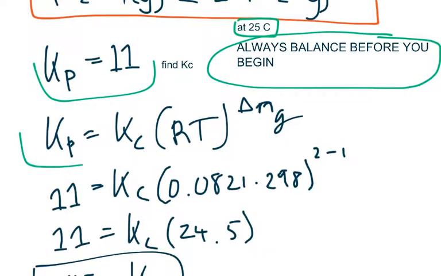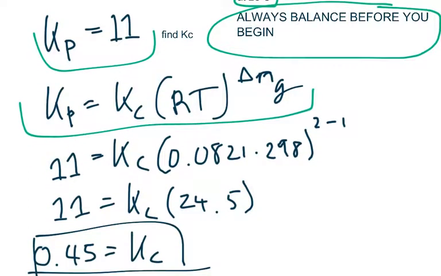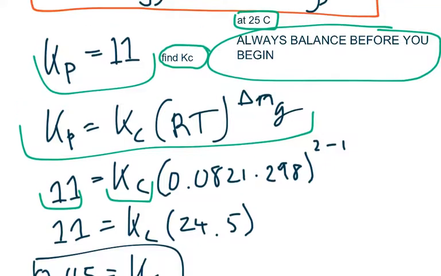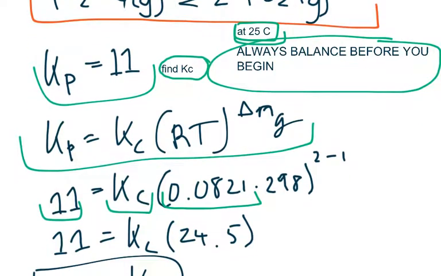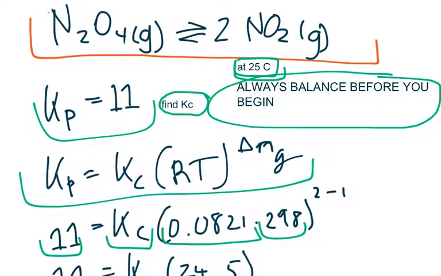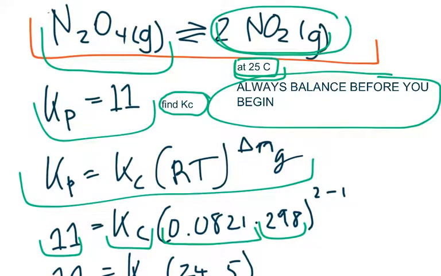Now, we have to use this equation somehow, and it seems like we have all the information we need. We have Kp is equal to Kc, the thing we're trying to solve, times R, which is 0.0821, times T, which is in Kelvin, and 25 degrees Celsius is 298 Kelvin. The change in the moles of gas is the moles of product gas minus the moles of reactant gas. So, we have 2 moles of gaseous products, and we have 1 mole of gaseous reactants. 2 minus 1 is equal to 1.